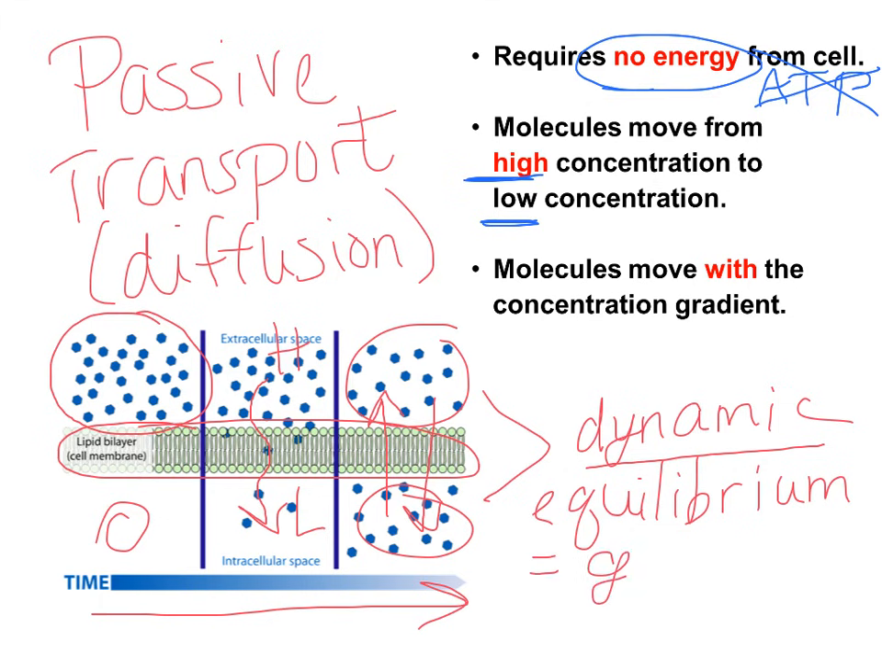But this is our goal or our purpose for doing diffusion or passive transport. It's to reach dynamic equilibrium. And to do that, again, it does not require any energy. These molecules move from a high to a low concentration, and they do what we say, they move with the concentration gradient. Think of the concentration gradient like a river. They're moving with the flow.